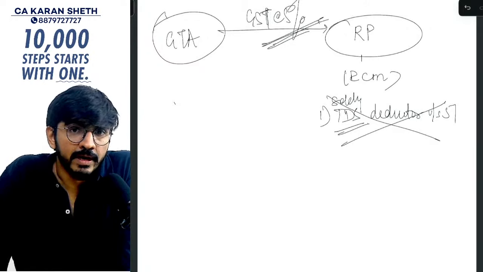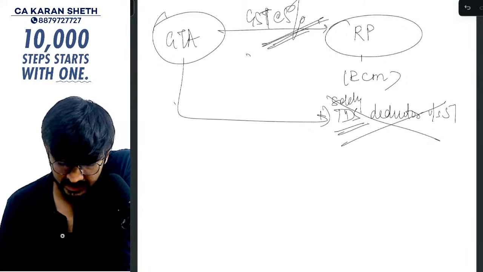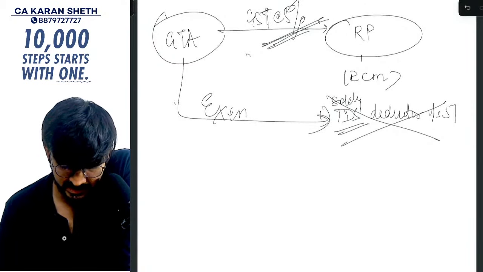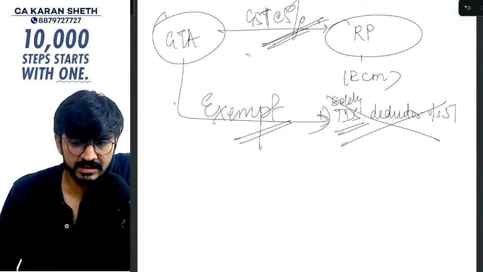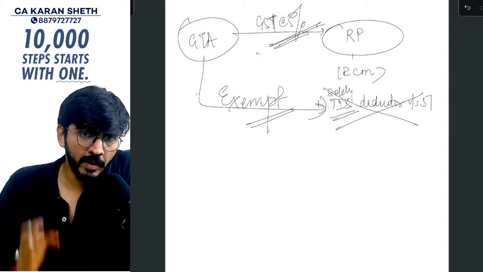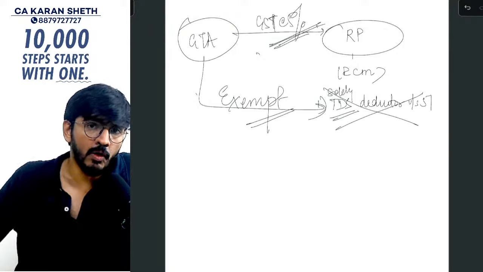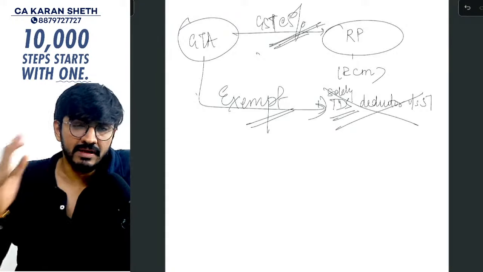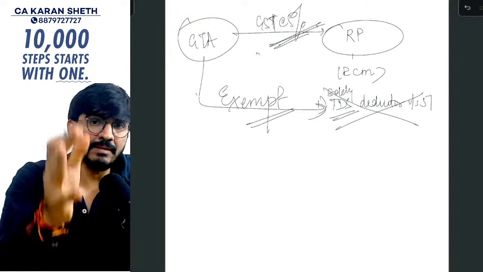So only one way can be taken out of this, and that is you will in this case exempt the service. You will in this case exempt the service. Are you getting it? Yes. Okay. So when GTA is providing service to a recipient who is registered but who is registered solely on account of TDS deductor, then in that case no RCM, no FCM, it will be exempt.